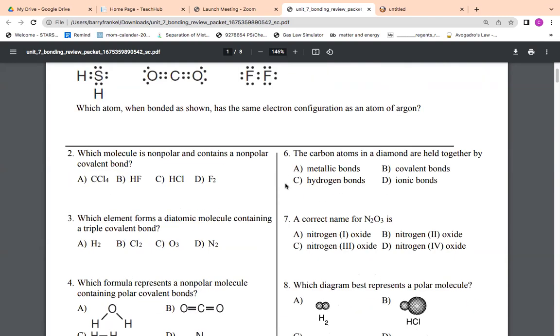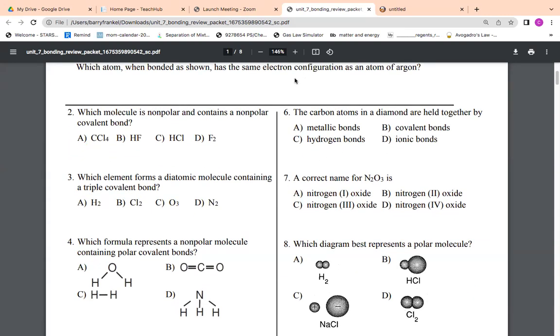Back up to question 6. Okay, the carbon atoms in a diamond are held together by, we're going to want to go with covalent bonds. So diamond is one of our network solids, okay? And all the atoms in a diamond are carbon. They're all linked together in a network, so on and so forth. But carbon is a non-metal. So when non-metals get together, it is still considered a covalent bond, network solid or not.